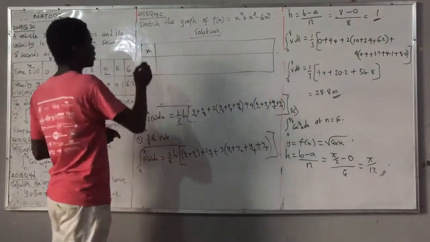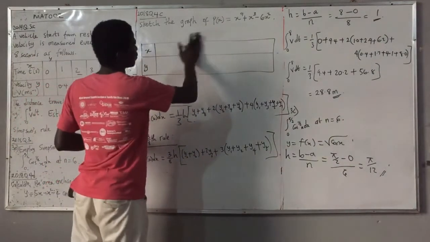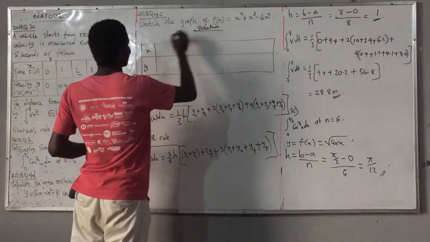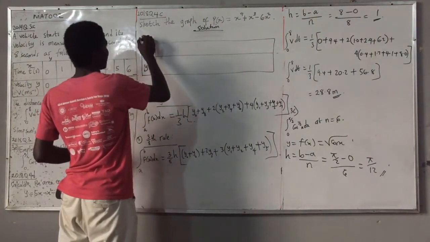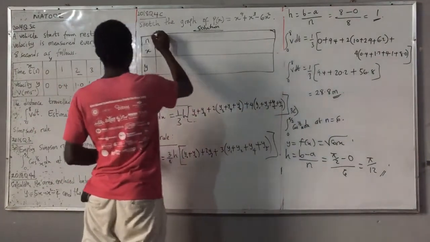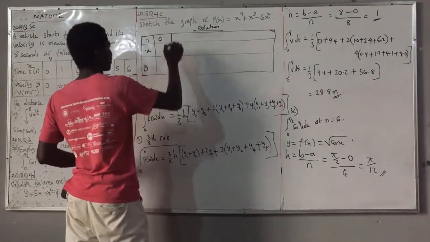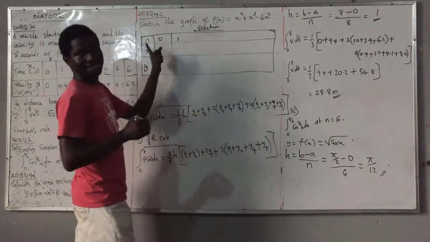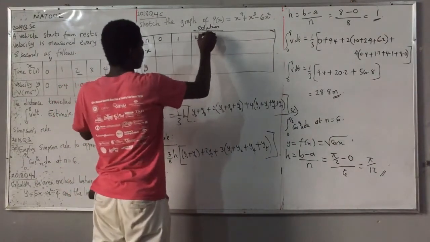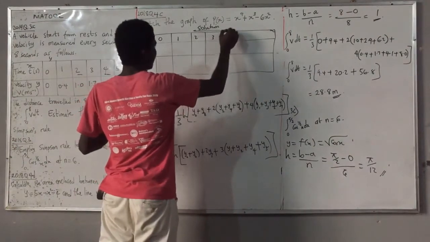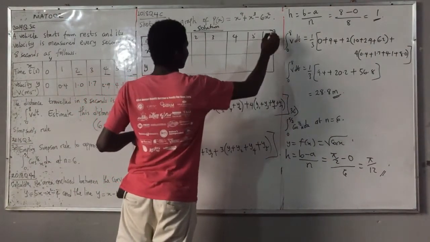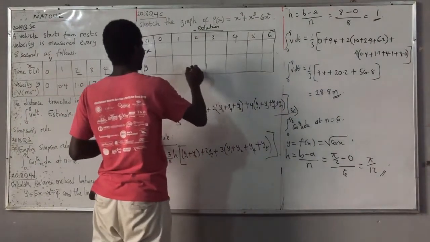So maybe I should even include n, so that you will see what I'm trying to say. Let me put n here. So 0, 1. This n is my counter. That is, n is 0, 1, 2, 3, 4, 5, 6. You get my point now.